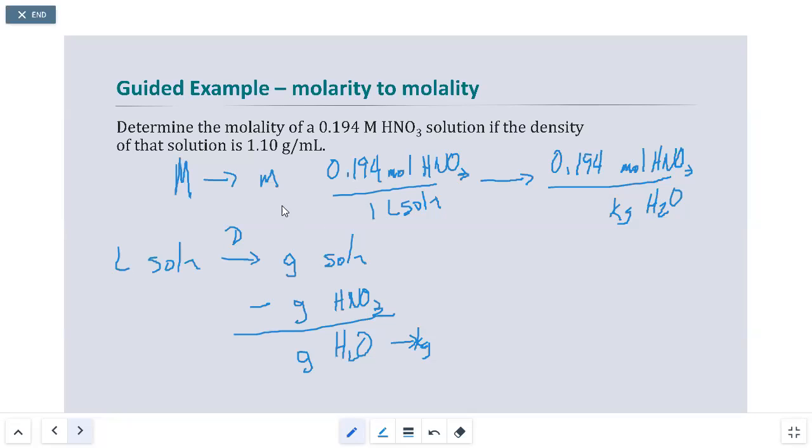So for the grams of solution, I have 1 liter, which is equal to 1,000 milliliters of solution. And density says that for every milliliter, I get 1.10 grams. So that is 1,100 grams of solution in total.